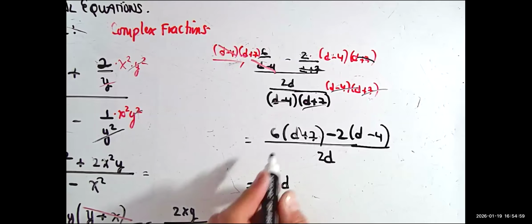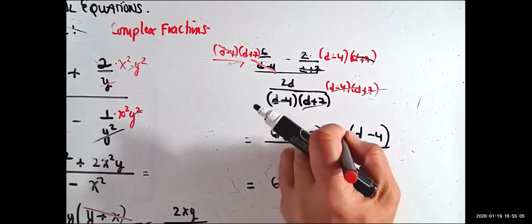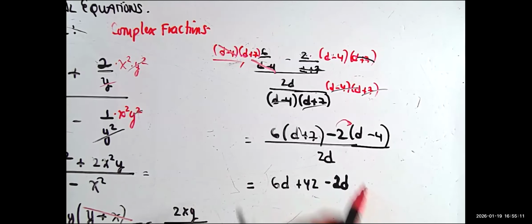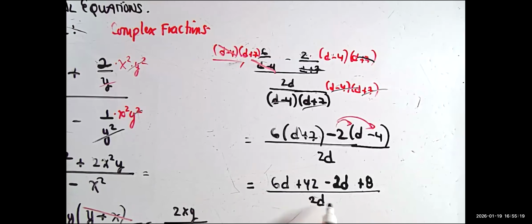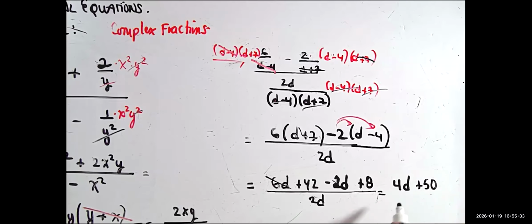6 times d, 6d, 6 times 7, that will be plus 42. Here, what do we have? Negative 2 times d will be minus 2d, and then negative 2 times negative 4, plus 8. And this is over 2d. Okay, so let's combine like terms. We have 6d minus 2d, that will be 4d, 42 plus 8, that will be 50, over 2d. Perfect. We can simplify everything by 2.